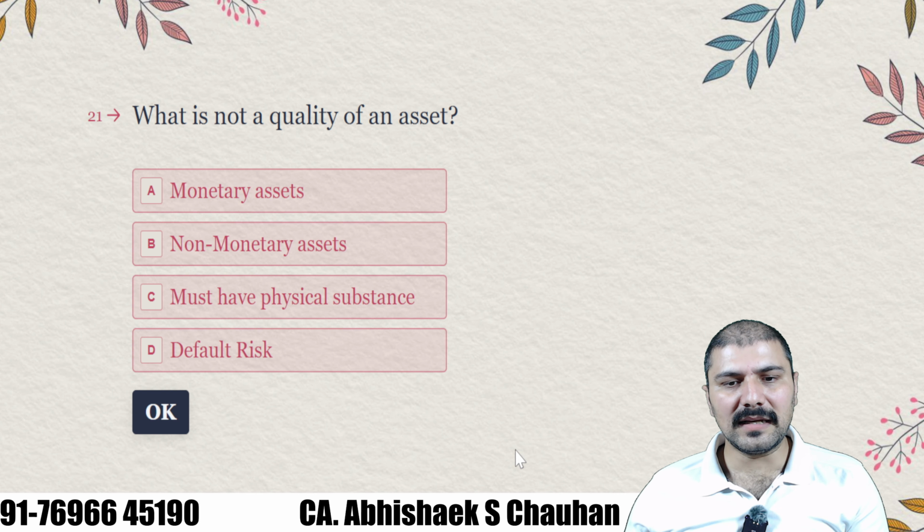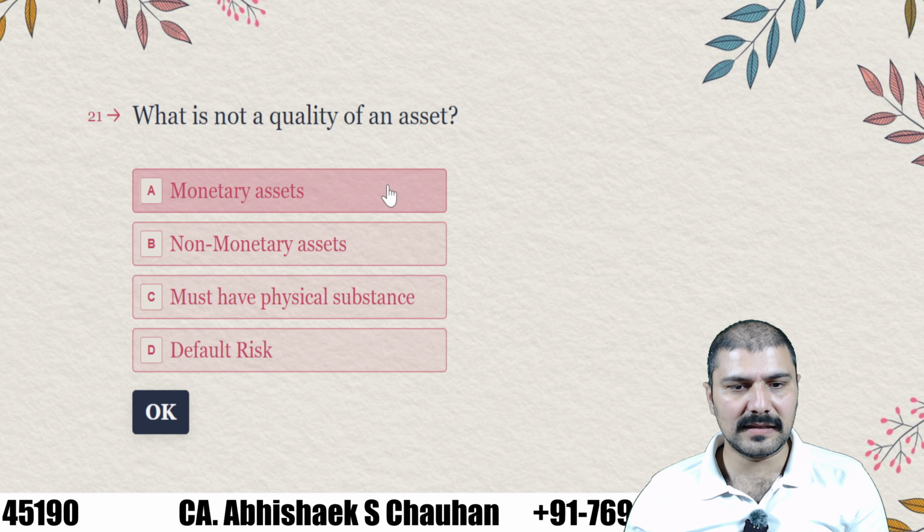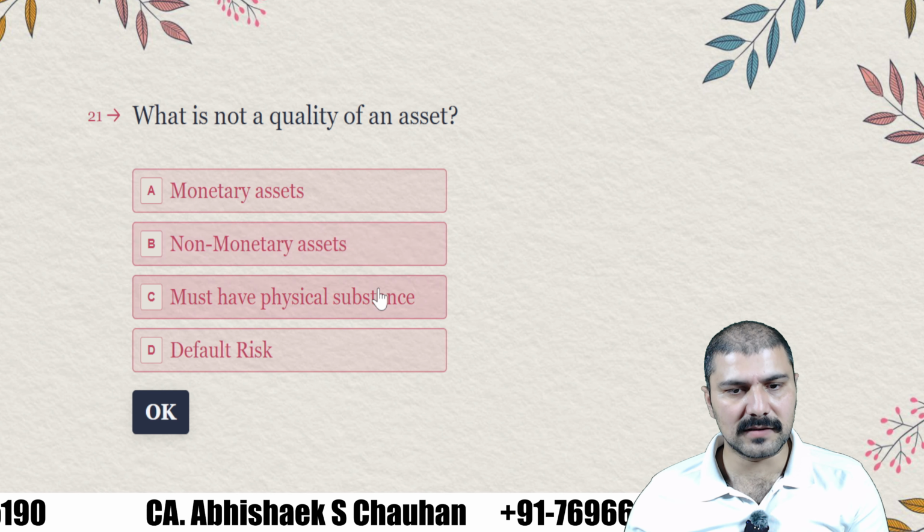Next, what is not a quality of an asset? Monetary assets, non-monetary assets must have physical substance, default risk, right? So assets does not have any default risk. The kind of financial assets can have the default risk. That means you have to get the money from a debtor and that might default. But the assets does not have a default risk.